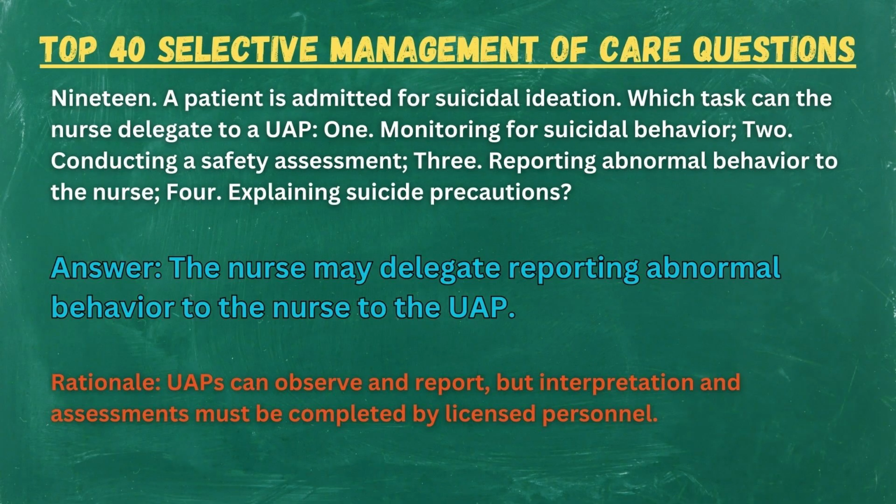19. A patient is admitted for suicidal ideation. Which task can the nurse delegate to a UAP? 1. Monitoring for suicidal behavior. 2. Conducting a safety assessment. 3. Reporting abnormal behavior to the nurse. 4. Explaining suicide precautions? Answer: The nurse may delegate reporting abnormal behavior to the nurse to the UAP. Rationale: UAPs can observe and report, but interpretation and assessments must be completed by licensed personnel. 20.